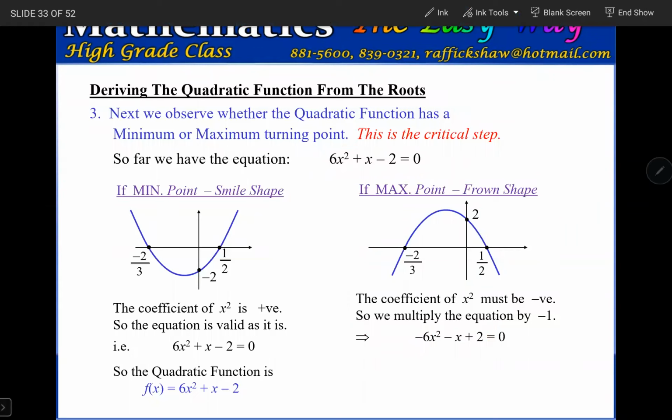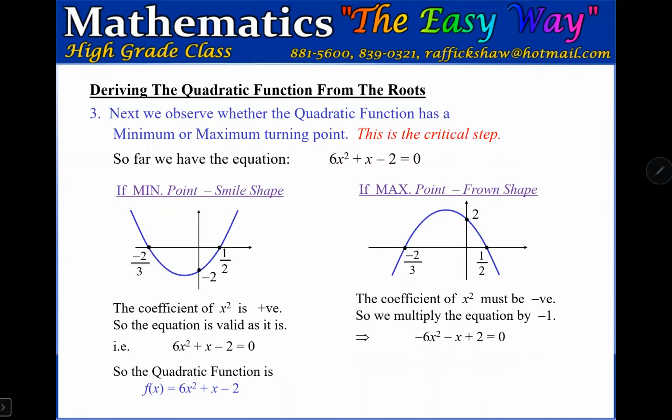And we can therefore now write the function by just removing the 0 and putting the f of x in front of it. As simple as that. So the function is negative 6x squared minus x plus 2. All right? But understand that?